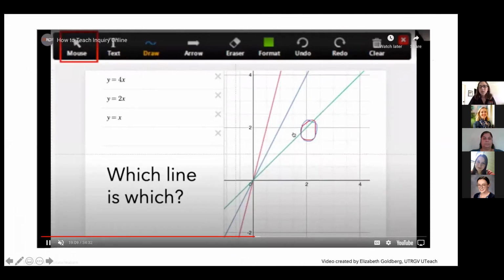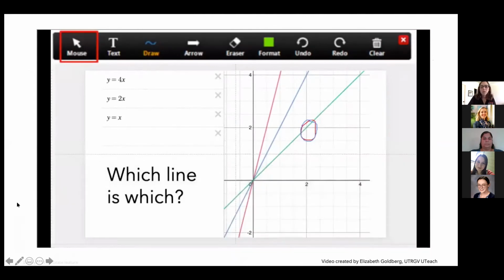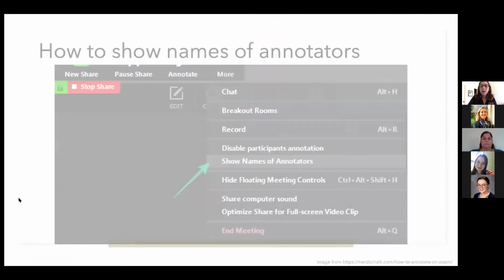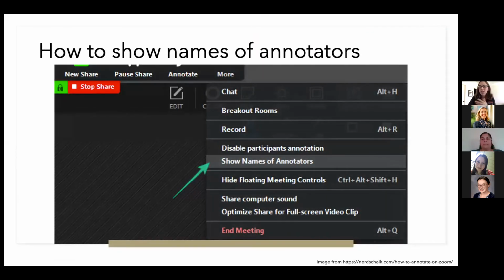Here you can see we're marking up the screen with the students in real time, which is one of the features that I really love about Zoom. You can also see me teaching from bed because my daughter needed the couch to watch Frozen. I'm sure you all understand.